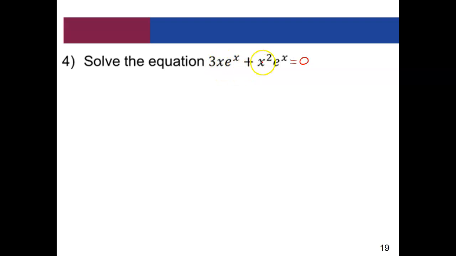So what we want to do is take out our greatest common factor. In taking out our greatest common factor, that's going to be an x and an e to the x. So we have an x in both and we have an e to the x. So in this first one, it's going to leave me with a 3. And then in the next one, it's going to leave me with an x. Okay, and so from here, we want to solve this.